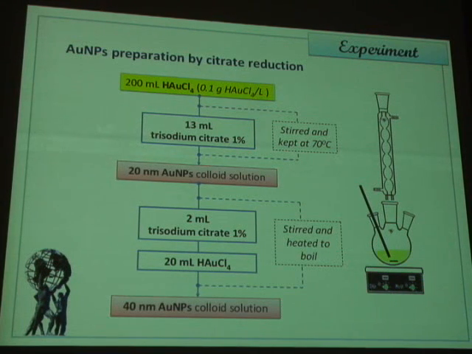In this way, we use 200 milliliter gold chloroacid and 20 milliliter of trisodium citrate 1% as reducing agent to make 20 nanometer gold nanoparticle. And the 20 nanometer gold nanoparticle is the stock solution to prepare 40 nanometer gold nanoparticle by this procedure. I add trisodium citrate and then add more gold chloroacid.